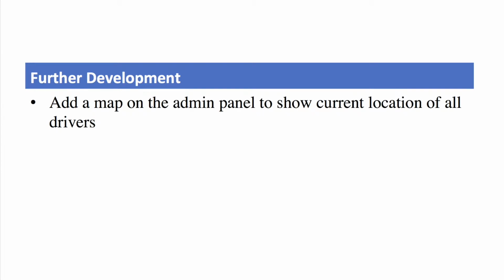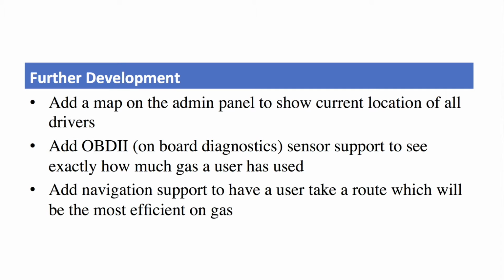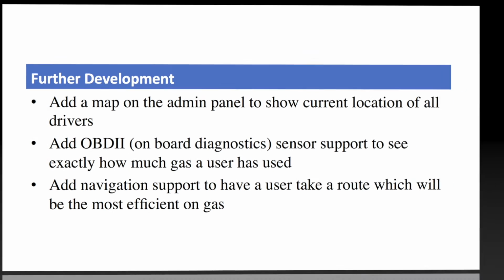If we had further time to develop this application, we'd have liked to add a map on that administration panel which showed the current location of all users, as well as the previous trips they have taken on a map. We'd have liked to add onboard diagnostic sensor support to see the exact amount of gas they have used, which would allow us to calculate a more accurate price. And we would have liked to add navigation support to have a user take a route which would be the most efficient on gas, therefore lowering the total cost of reimbursement.